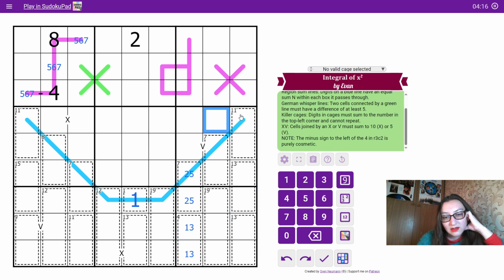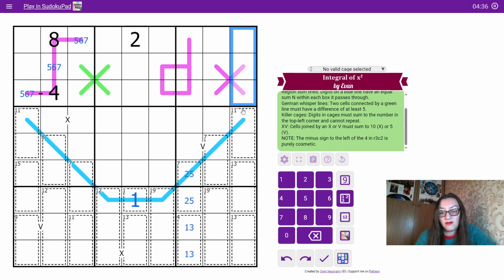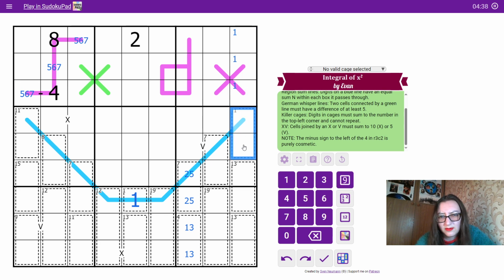And we have some killer cages in this column. So we have 11 and 13 and 13. So this is 26 plus 11 is 37. So those 3 digits add up to 8. So they have to have a 1, which we also could have deduced by the fact that we cannot put 1 in any of those cages.